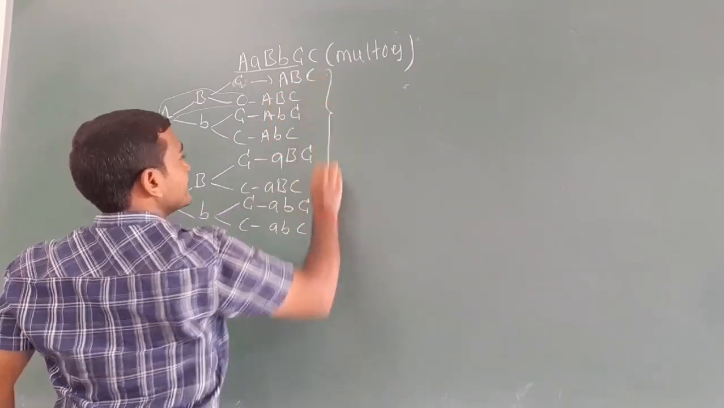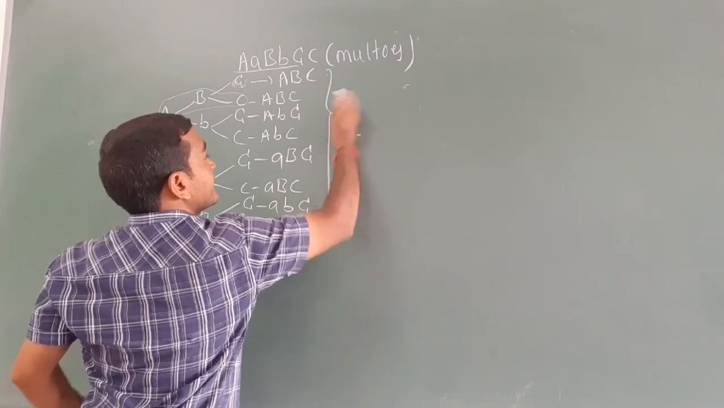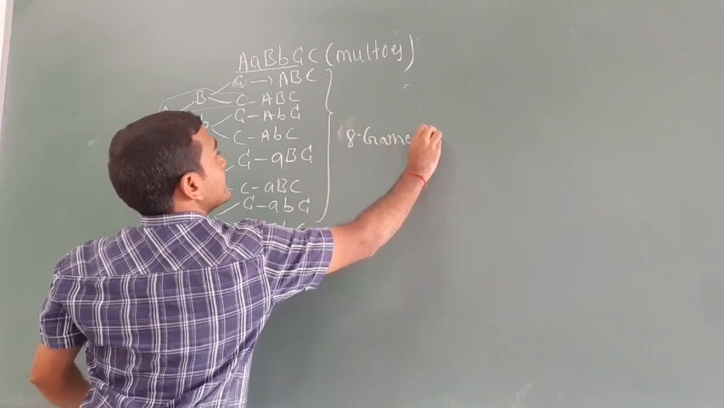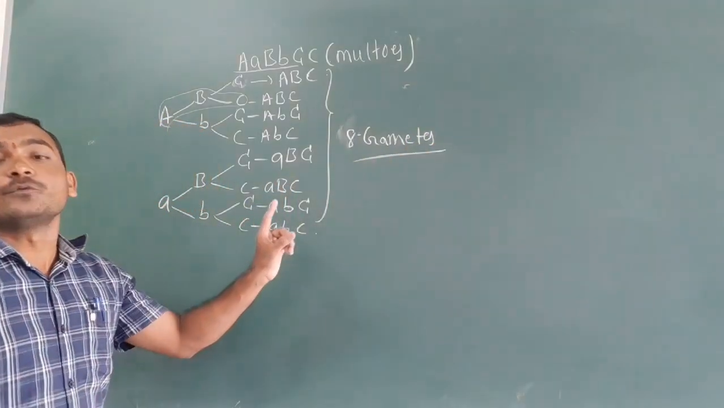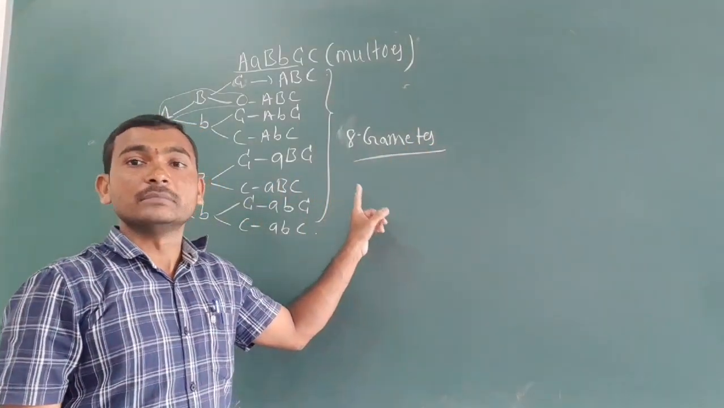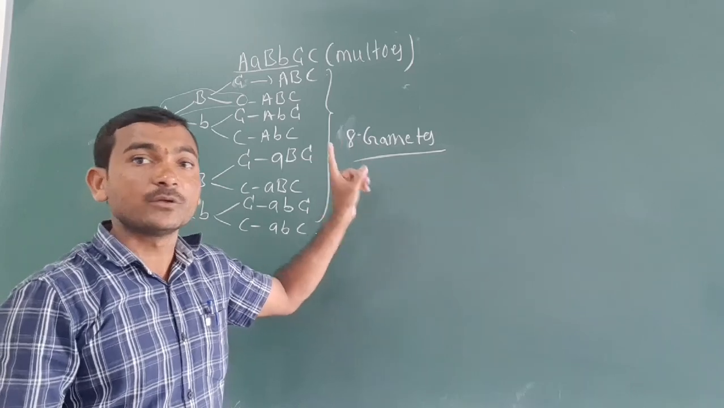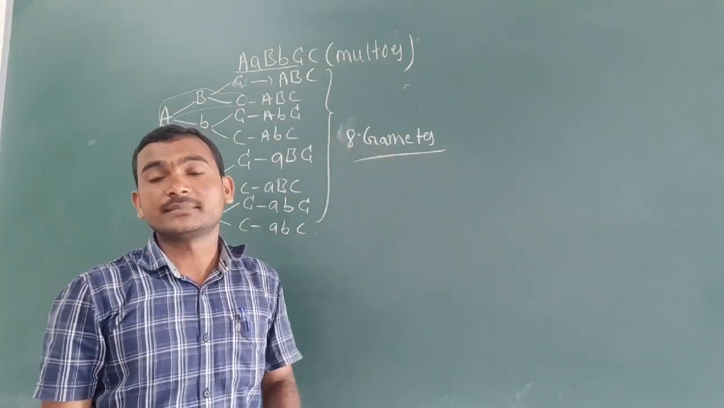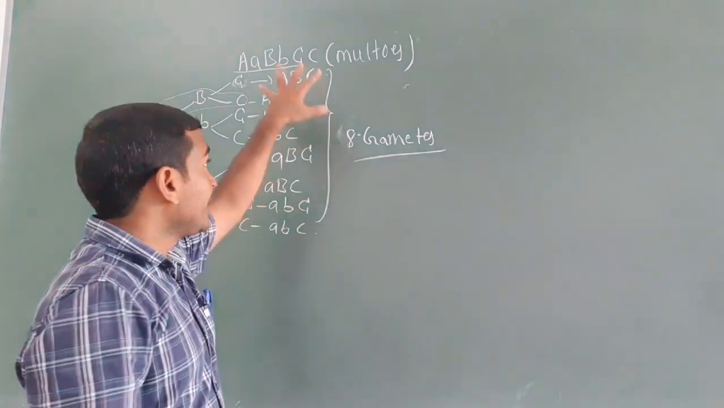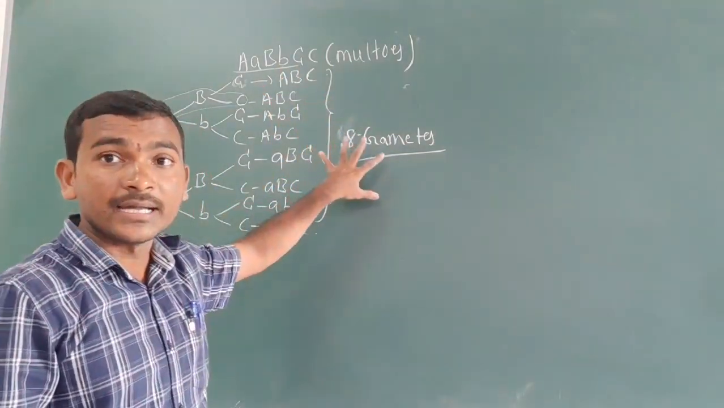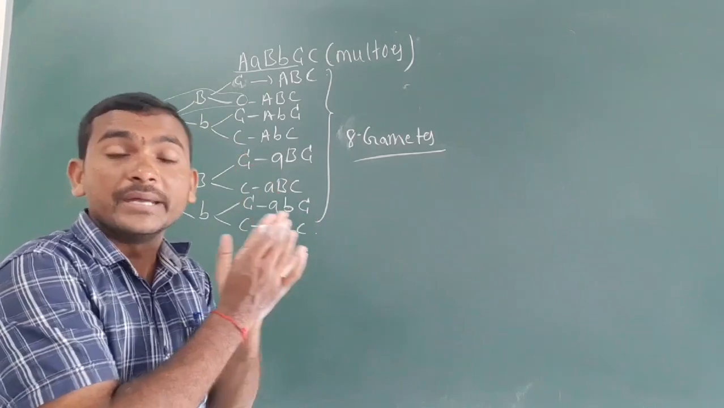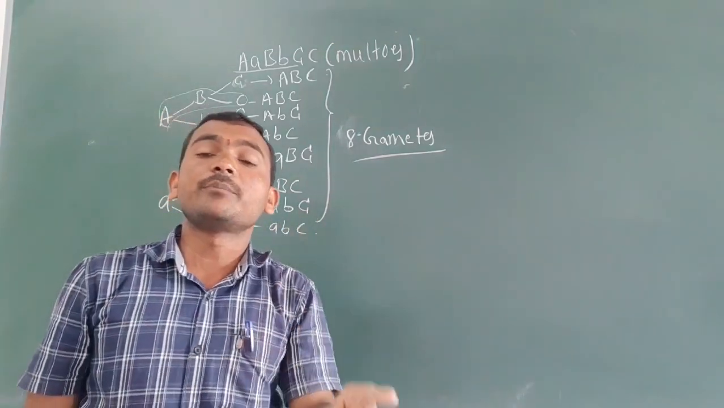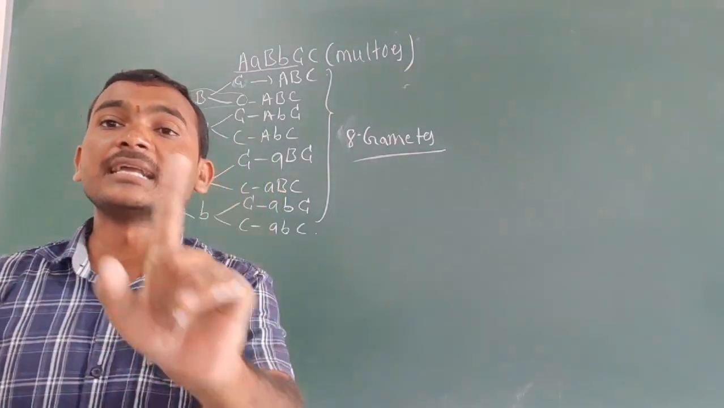How many gametes are formed? Here 8 gametes are formed in F1, before the F2 generation. Before the gametogenesis, how many types of gametes are formed? 8 types of gametes. Now what we have to do? These 8 types of gametes from the male and the female, we make the mating between them. Now we can get the phenotypic and genotypic ratio of the F2 generation.